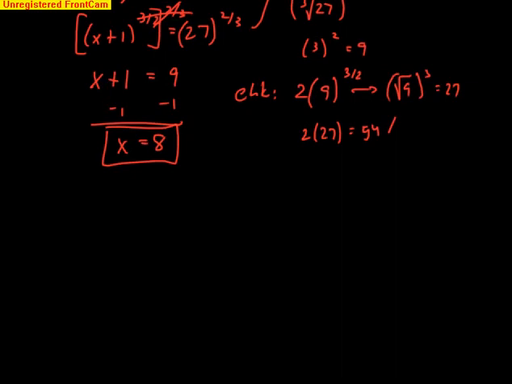Okay, so those are the rational exponent examples. All right, now let's move on to radicals. So let's try this one. This one says the square root of 3x plus 1 minus 2 square root of x minus 5 equals 0.